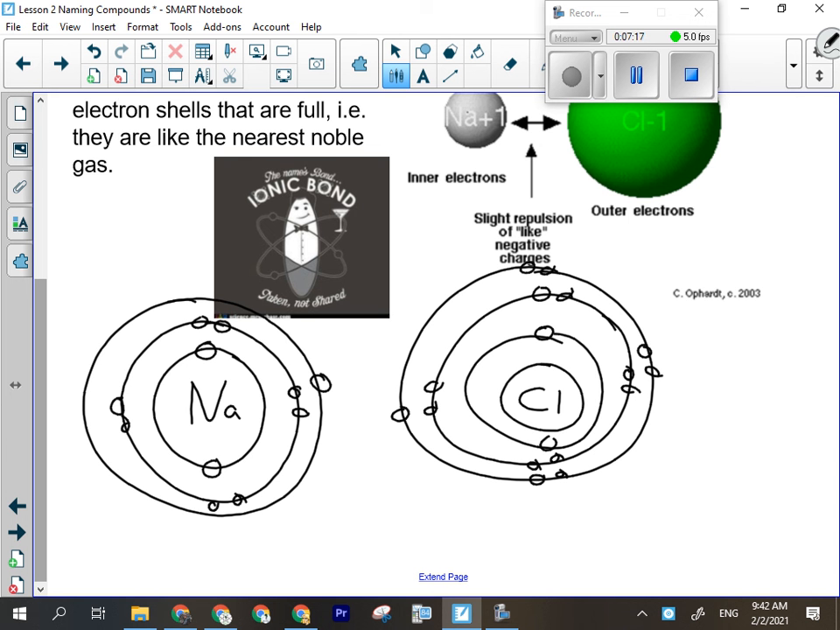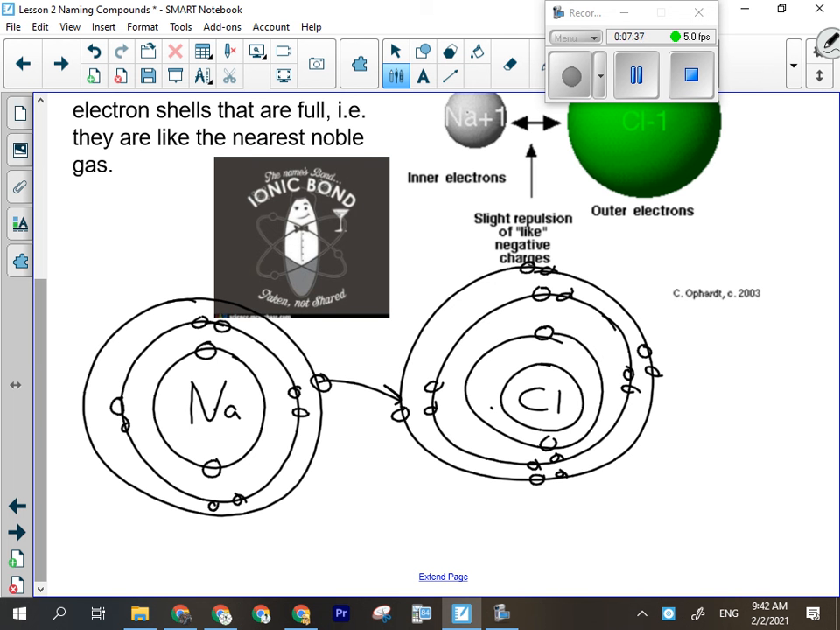In an ionic compound, there's a weak bond formed between the metal and the non-metal, because they are trading electrons. So sodium will give its electron to chlorine. Now they both have a full outer shell, but now they're both charged.